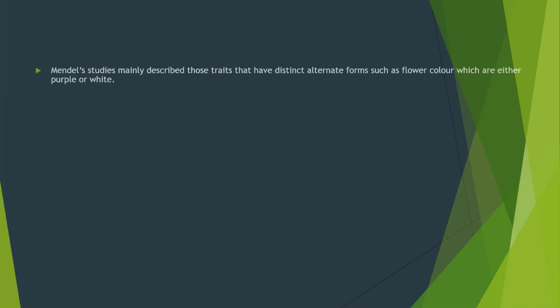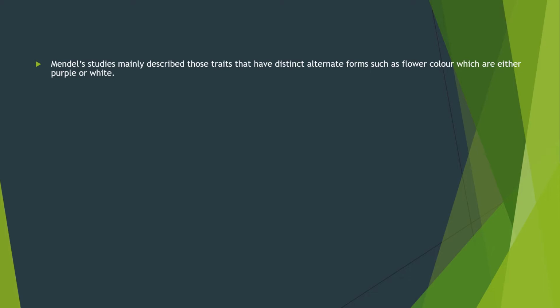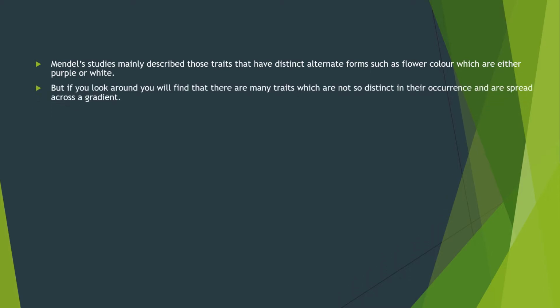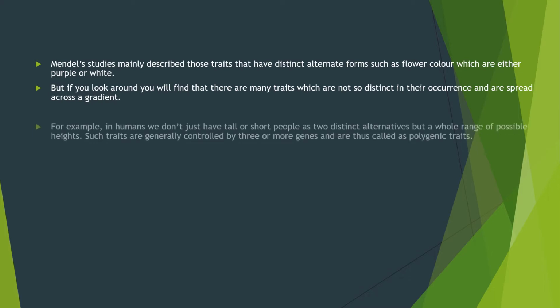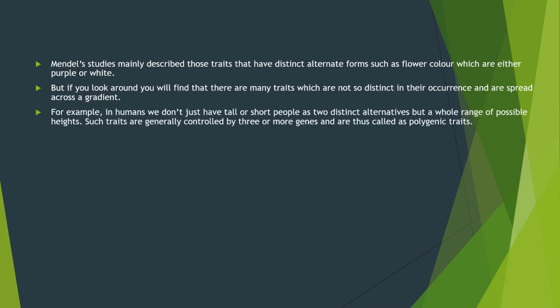Mendel's studies mainly described those traits that have distinct alternate forms, such as flower color, which are either purple or white. But if you look around, you will find that there are many traits which are not so distinct in their occurrence and are spread across a gradient. For example, in humans, we don't just have tall or short people as two distinct alternatives, but a whole range of possible heights. Such traits are generally controlled by three or more genes and are thus called polygenic traits.